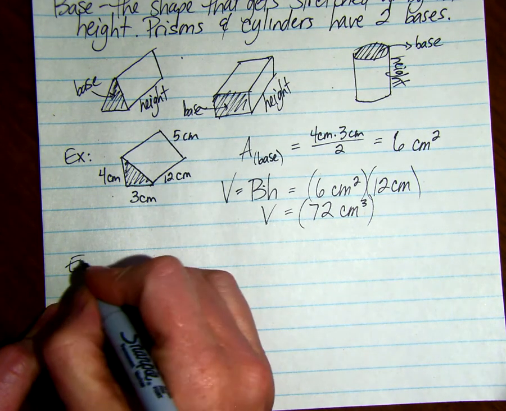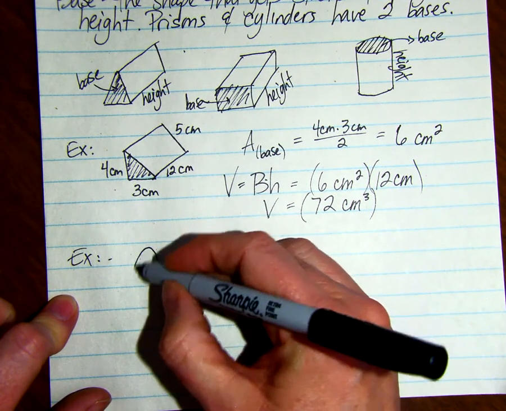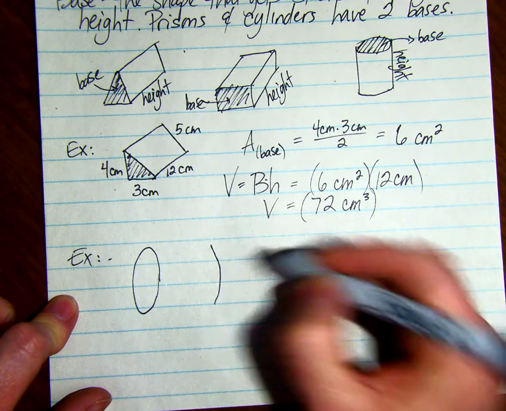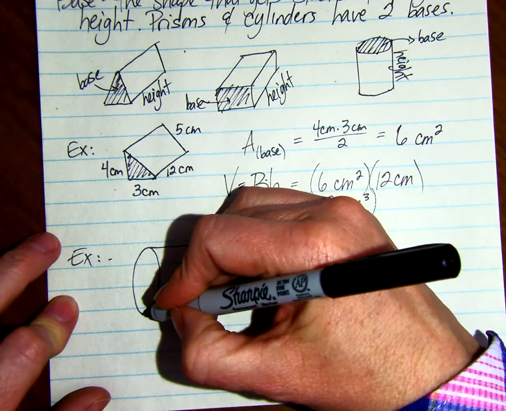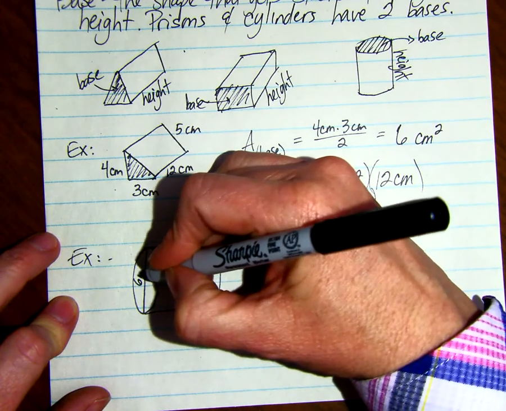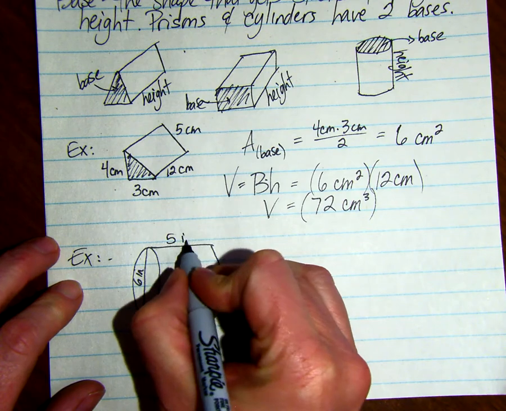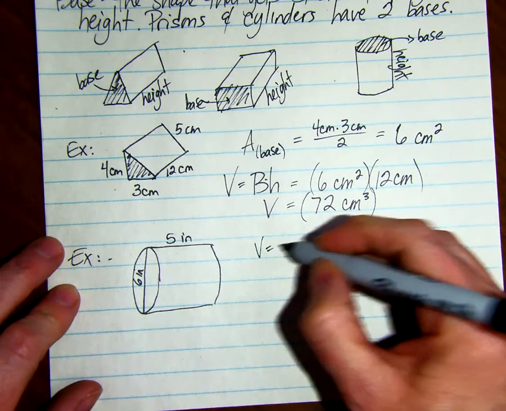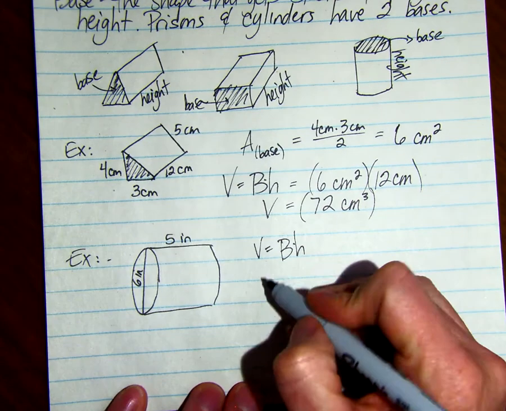Here's another example. We're going to lay our cylinder on its side, okay? So here's our cylinder. The diameter is 6 inches. The height of the cylinder is 5 inches. So volume is area of the base times the height. Now the base is a circle.